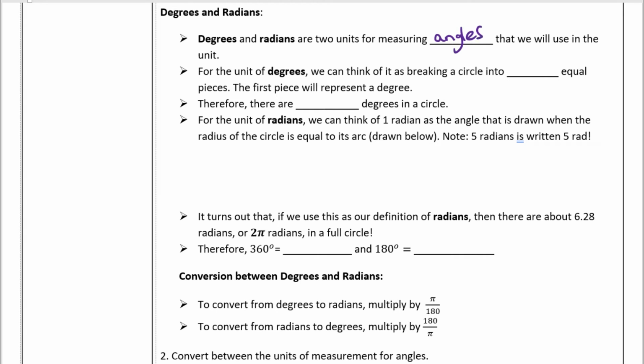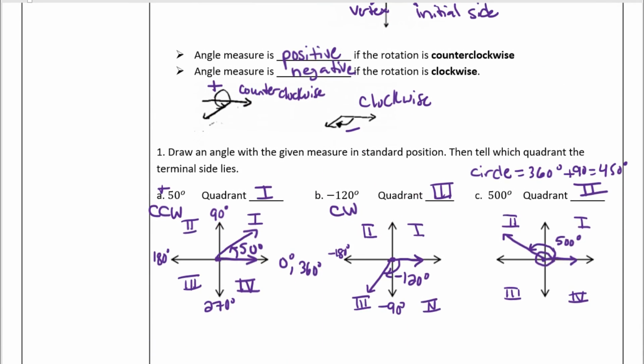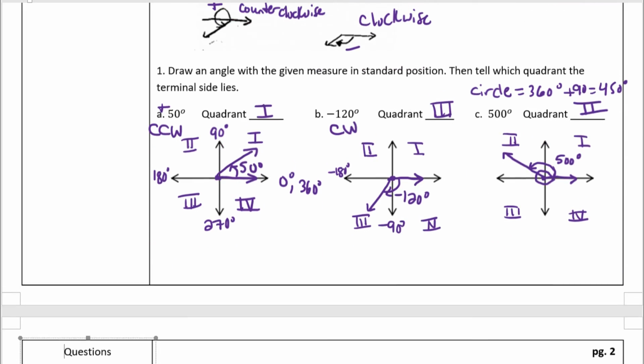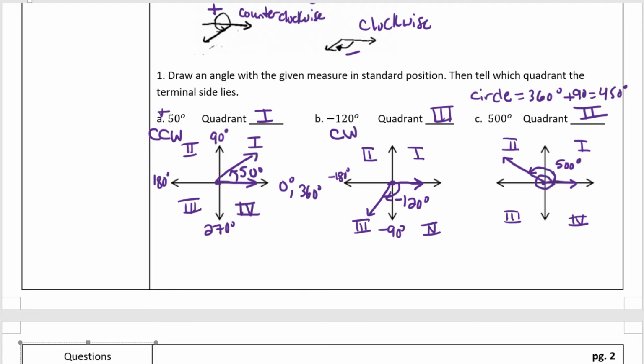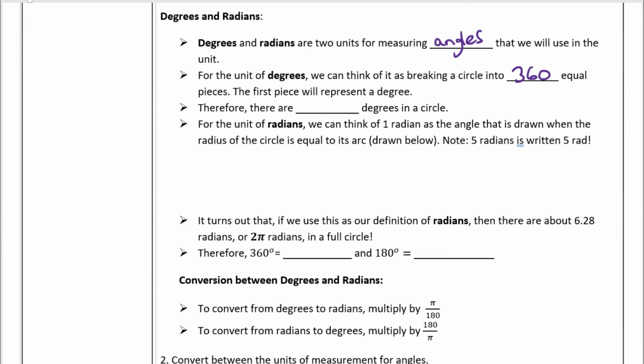For the unit of degrees, we can think of it as breaking a circle into 360 equal parts. So each of these parts represents a degree, pretty similar to what we did here, where if we have a Cartesian plane, this first part is 90 degrees, then 180, then 270, then 360. So a full loop is 360 degrees. So a full circle is 360. Therefore there are 360 degrees in a circle.